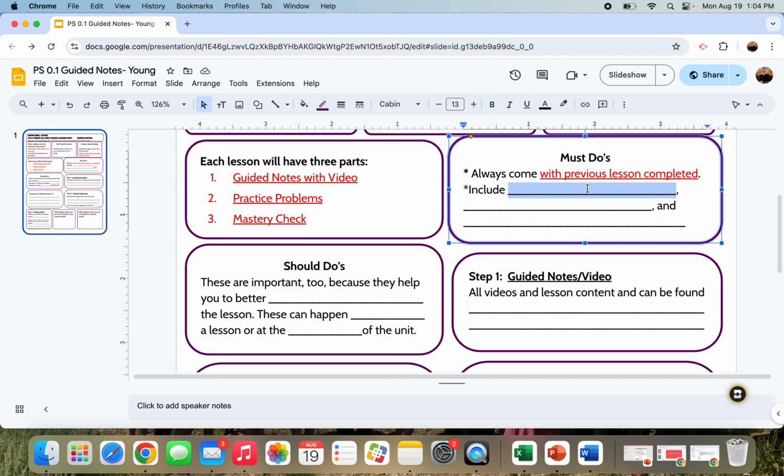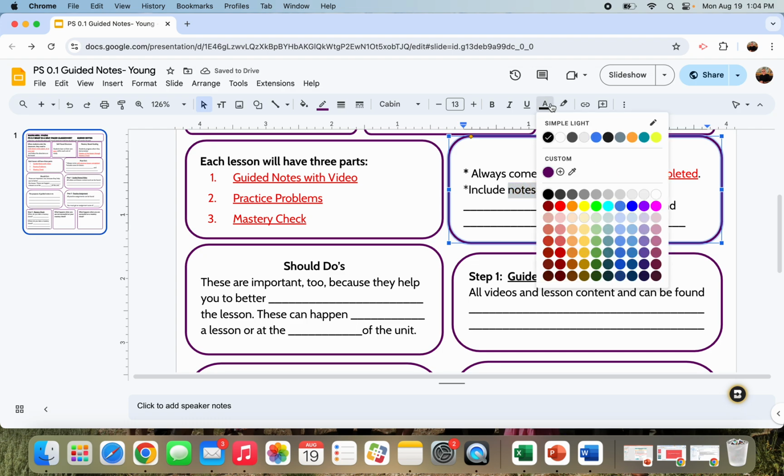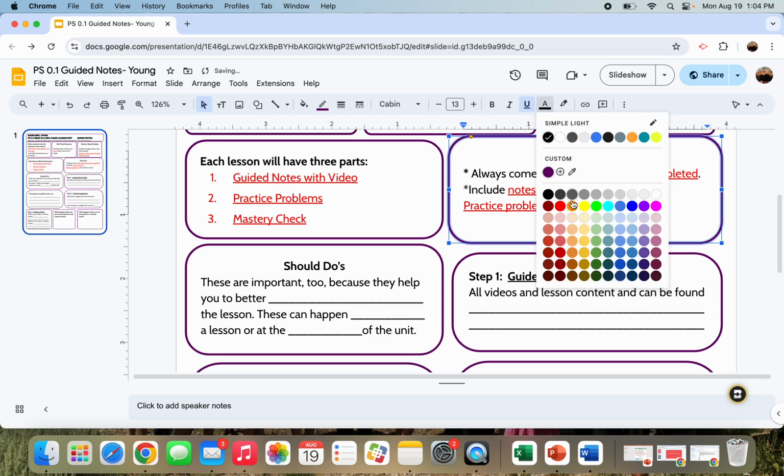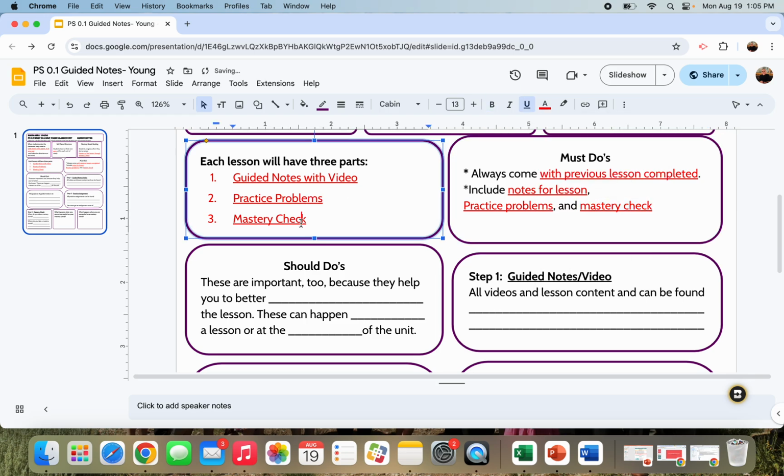So must-dos also each day include the notes for the lesson, which is like what you are doing right now. Sometimes called guided notes. Practice problems, and mastery check. So just those 3 things from over there. So must-dos, you have to do practice problems, you have to do your notes, and you have to do your mastery check. Okay? So you have to do those 3 things, just like over here.